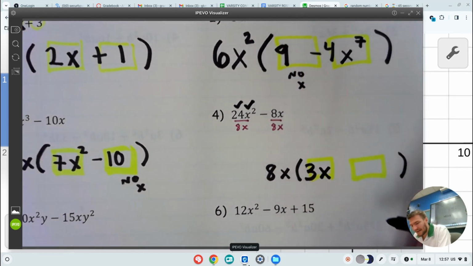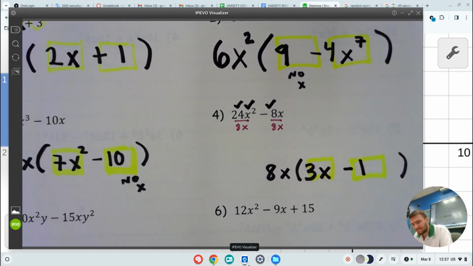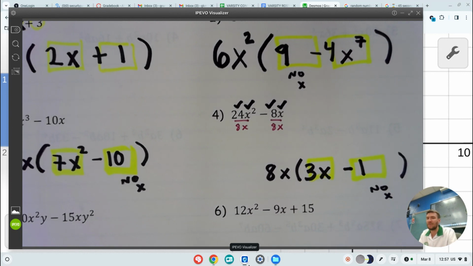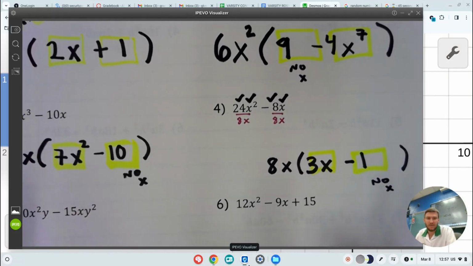Negative 8 divided by 8 is negative 1. And x divided by x, it's going to be no x. So if you're feeling like, okay, I get the GCF part, and dividing's not that hard, but I don't really know what I'm supposed to divide, sometimes writing these little divided by 8x parts can help you out.